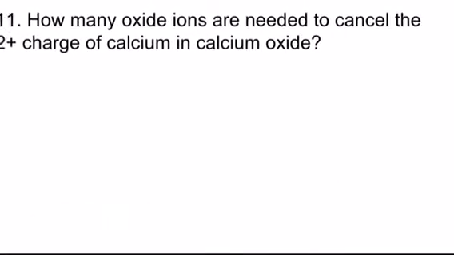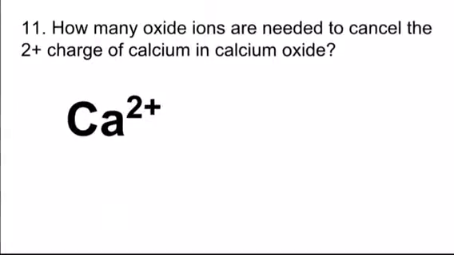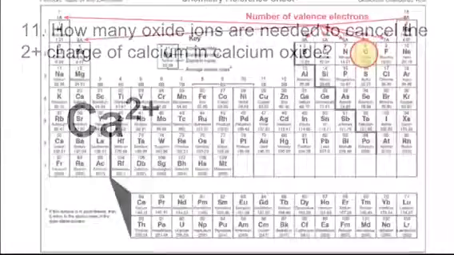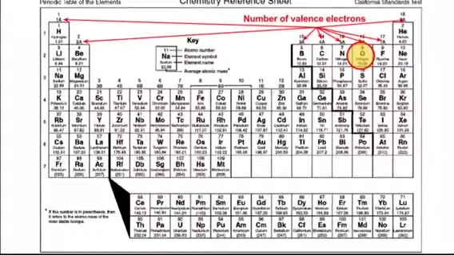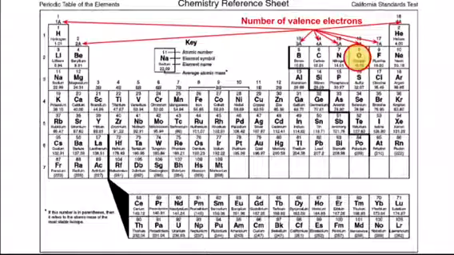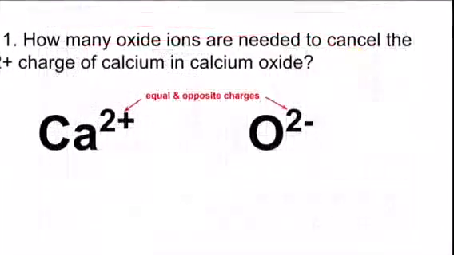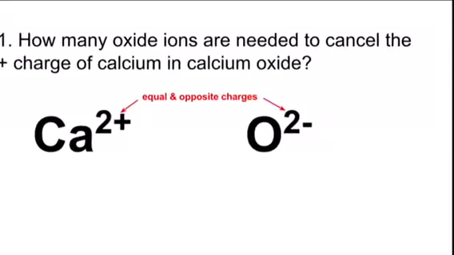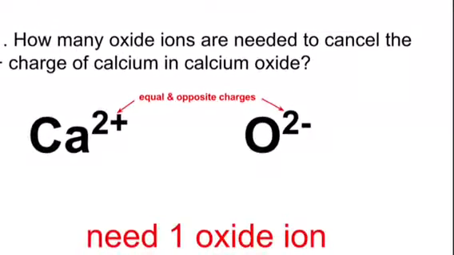11. How many oxide ions are needed to cancel the 2+ charge of calcium in calcium oxide? So we have to find oxygen on the periodic table, and we can see it's in column 6A. That tells us it has 6 valence electrons, more than 4, so it's going to gain 2 electrons to fulfill the octet rule. By gaining 2 electrons, it's going to have a -2 charge.